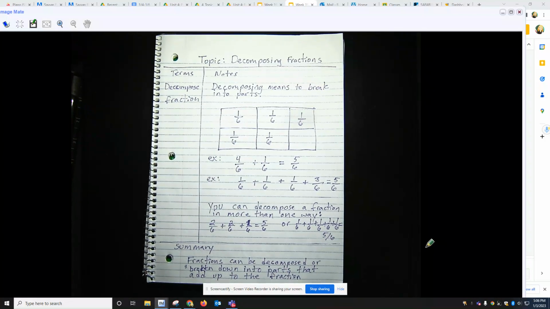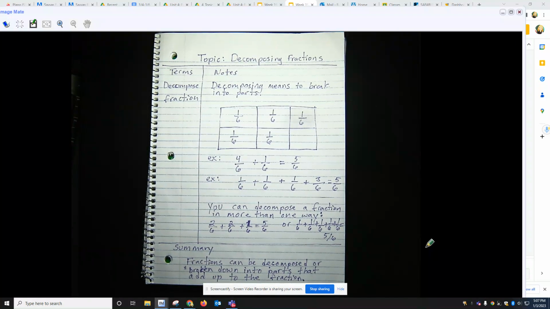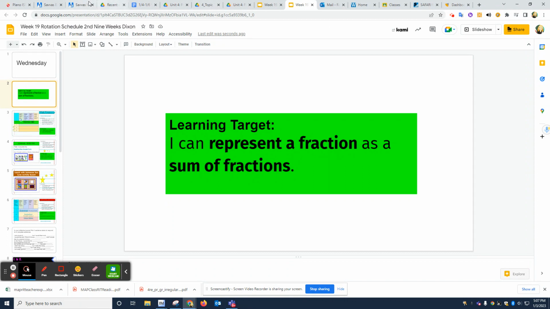And I'll come back to this. Oh, I noticed I forgot my period. I better put my period on the end of that summary. So the notes, you can pause it at any time and write these notes down. But I'm going to show them. You can always pause the video. So let's go ahead and get started with our video.